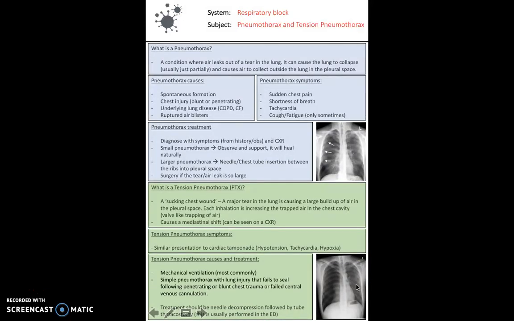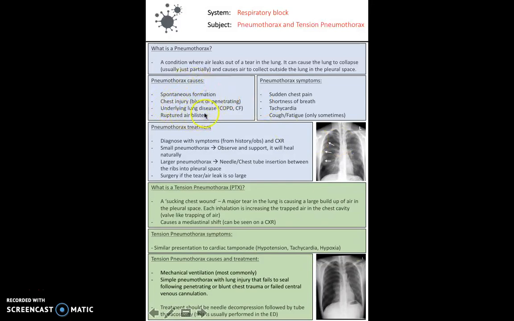Last of all, we looked at pneumothorax and tension pneumothorax. So a pneumothorax is a condition where air leaks out of a tear in the lungs, and it can cause the collapse of lungs. So people normally refer to this as a collapsed lung, and it causes air to collect again in that pleural space. So think about your anatomy of the pleura with your visceral and your parietal layers. It's building up air in that pleural space.